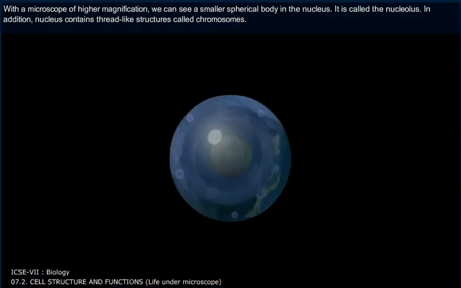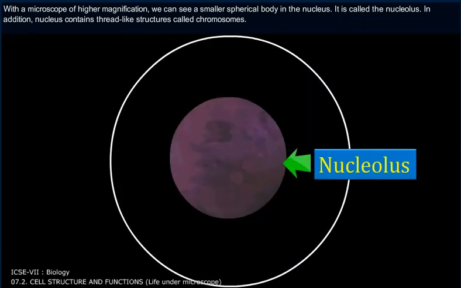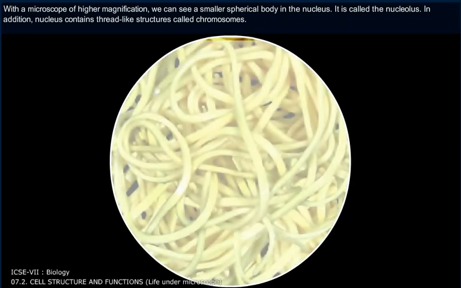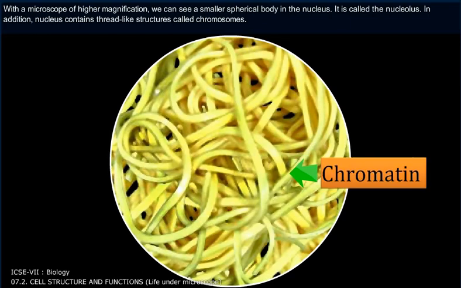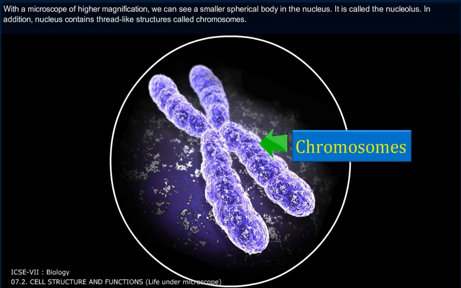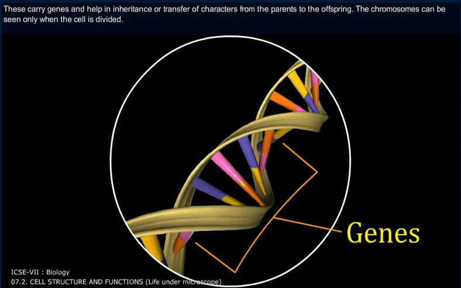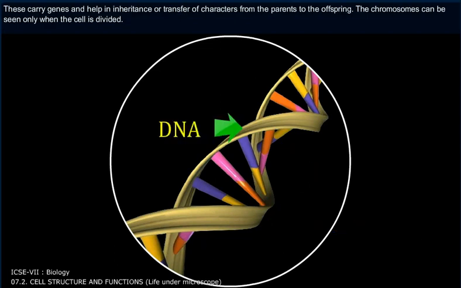With a microscope of higher magnification, we can see a smaller spherical body in the nucleus. It is called the nucleolus. In addition, the nucleus contains thread-like structures called chromosomes. These carry genes and help in inheritance, or transfer of characters from the parents to the offspring. The chromosomes can be seen only when the cell is divided.